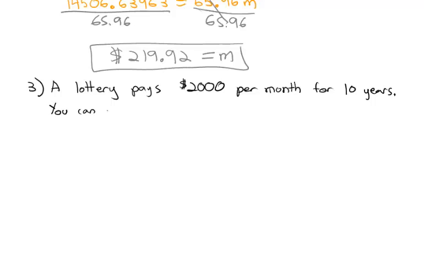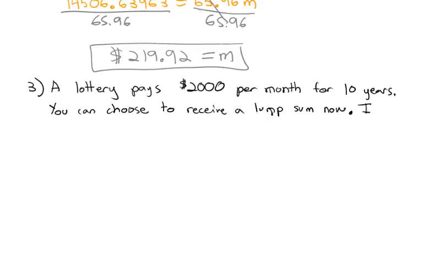You can choose to receive a lump sum now. Do you want to receive $2,000 per month for 10 years? $2,000 a month for 10 years, or do you want to receive a lump sum right now?